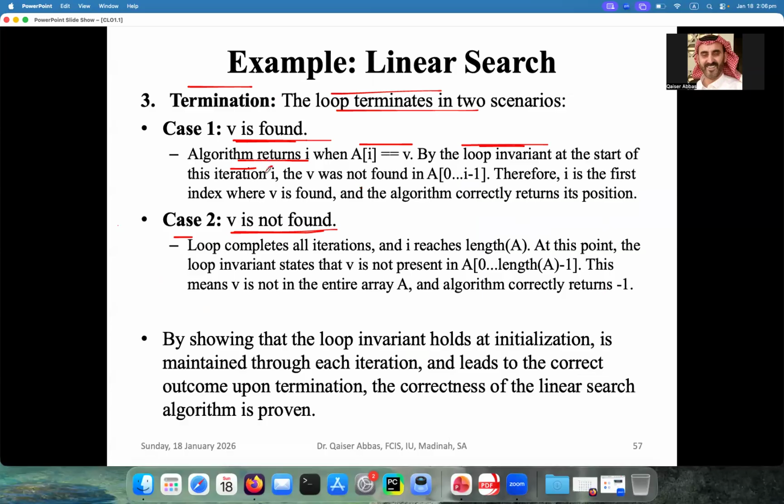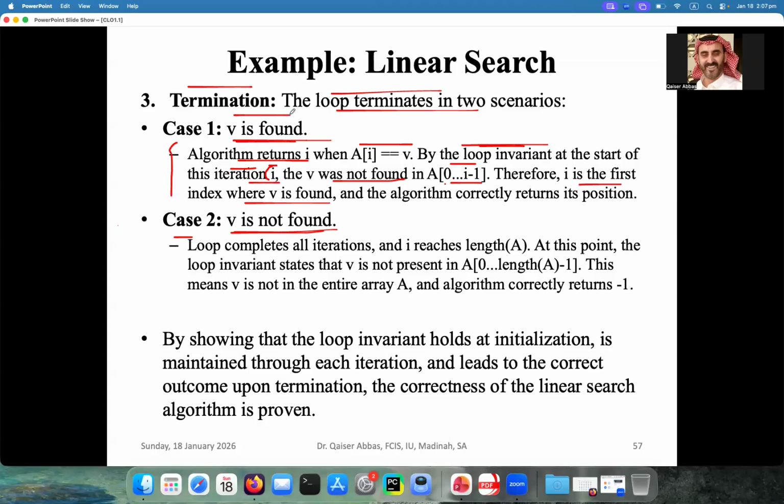At iteration i, V was not found from 0 to i minus 1, from our loop invariant. This is my subarray. If the iteration is i, then from 0 to i minus 1, V is not there in the array. That's why we are going for the iteration i. Therefore, i is the first index where V is found.